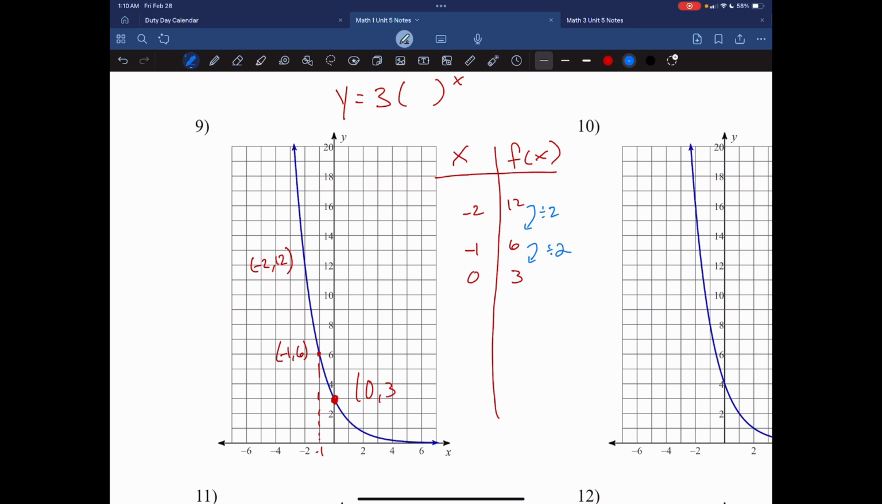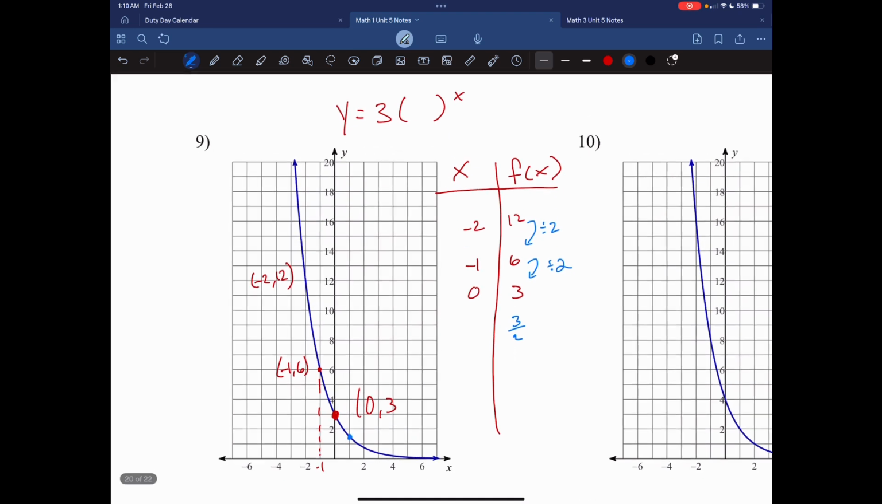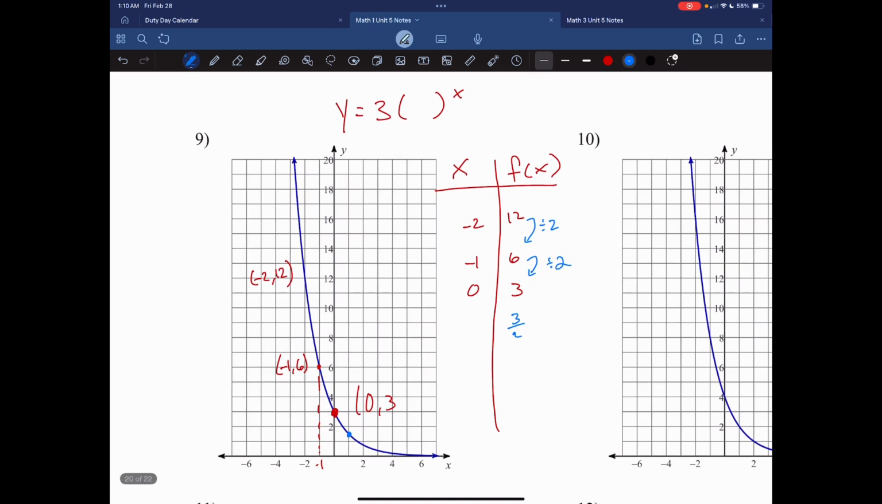If I were to continue this pattern on, I would have 3/2 or 1.5, which is generally where we are right here. So my common ratio is going to be 3/2, or it's going to be divided by 2. And whenever we have divided by 2, we write this as 1/2. Okay? All right, and that is our last example for the notes.